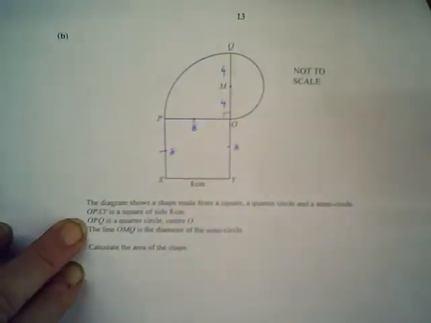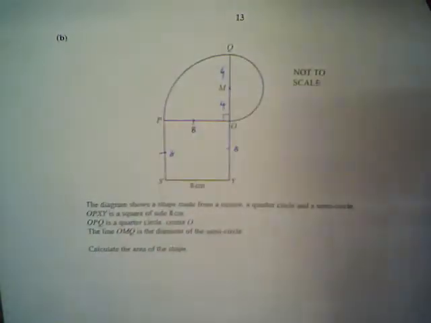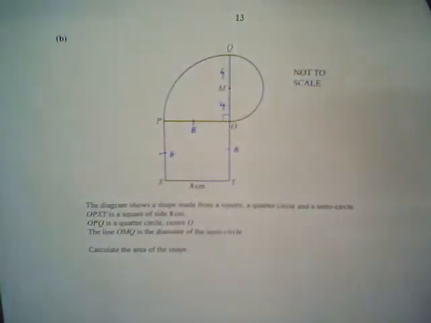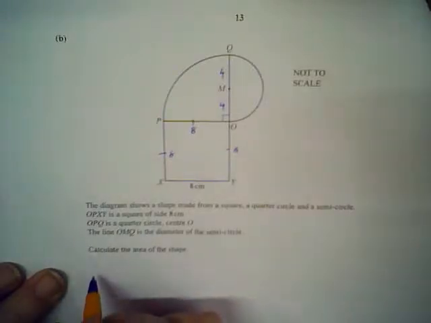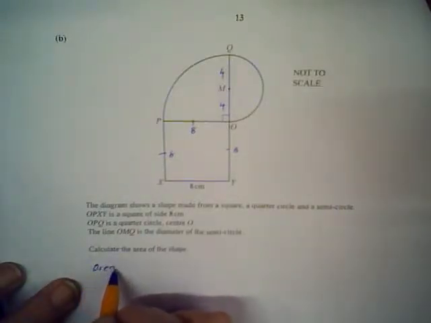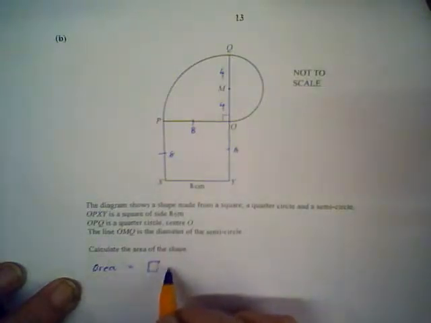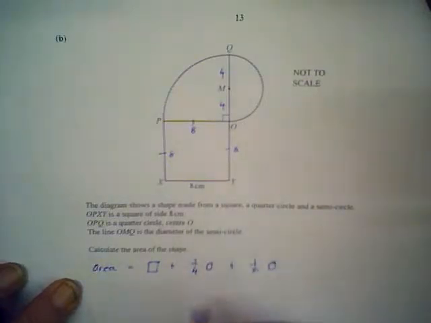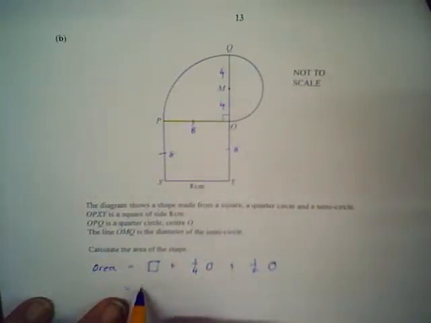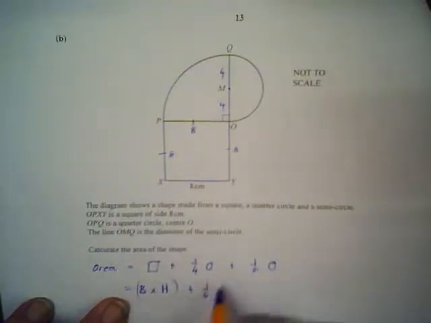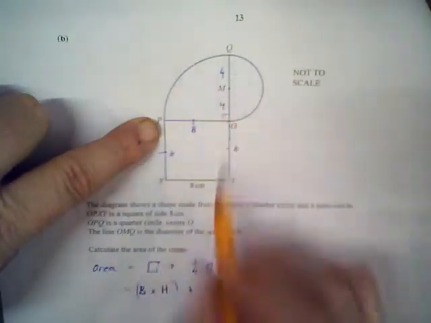Okay, so now we are asked to find the area of that shape. Do you agree with me that we've got a square, a quarter of a circle, and a semicircle? That's half a circle. So the area would be a square plus a quarter of a circle plus a half of a circle. And that is length times height, or base times height. Let me call it base. Plus a quarter of a circle with a radius of 8.